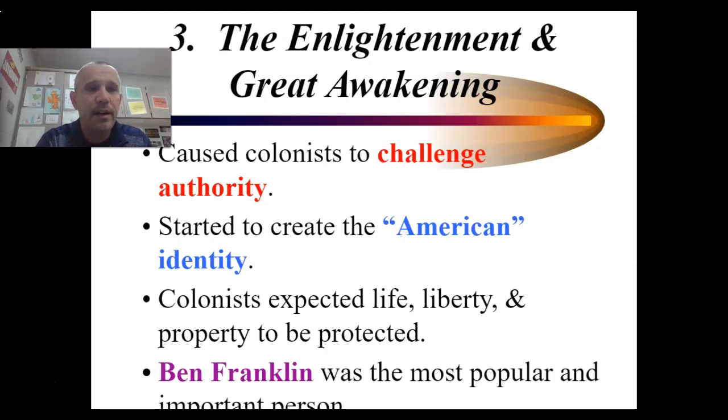Nobody really said, I'm an American, until the mid to late 1700s, when we start hearing that term. They were American colonists, or they were British colonists or English colonists, but nobody really said, I'm an American. But that term starts popping up a little bit here after the Enlightenment and Great Awakening.